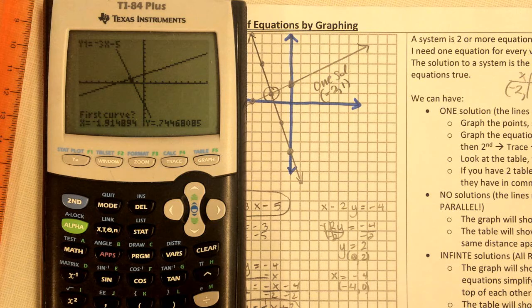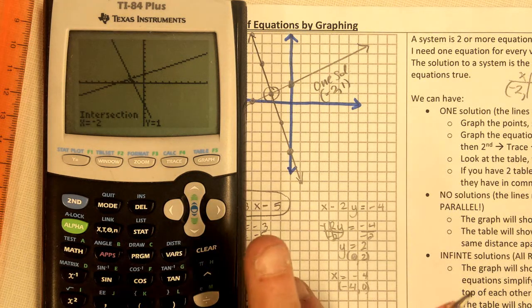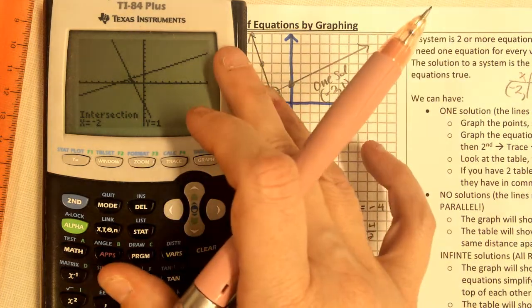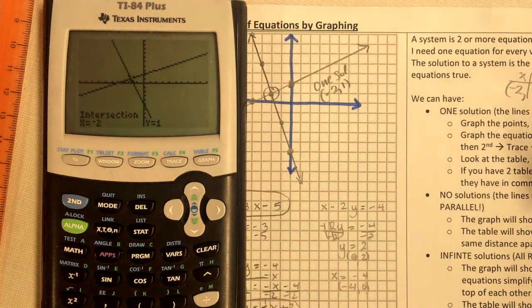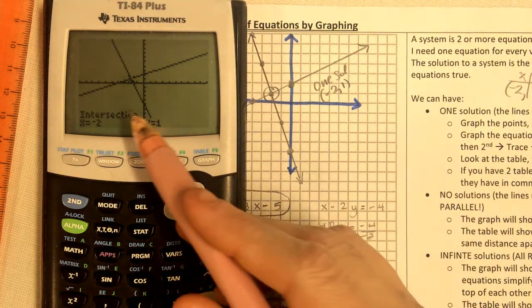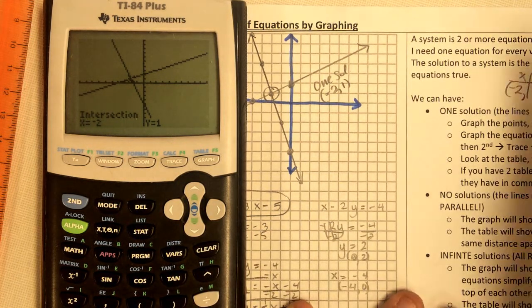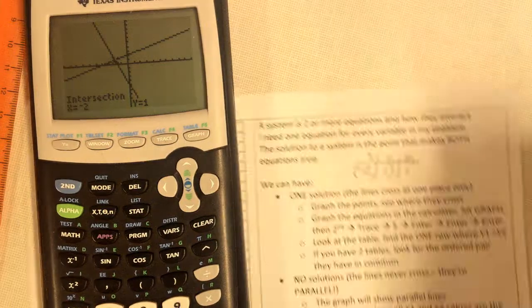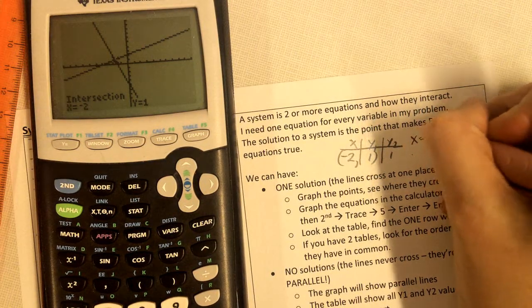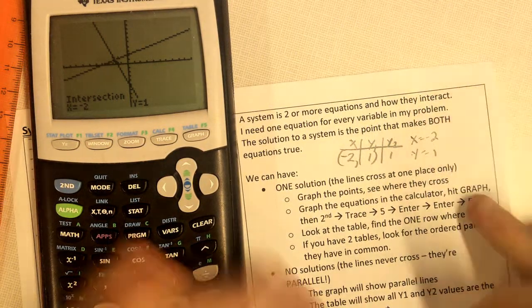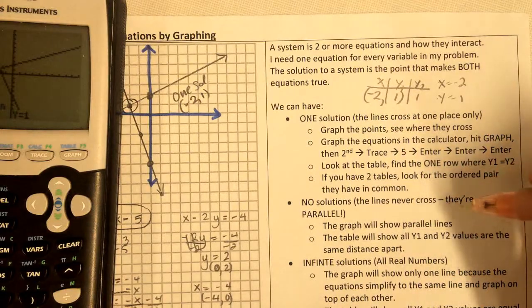And then I'm going to hit enter, enter, enter. The first enter hits the first line, the second one selects the second one, and the third one tells me to guess. I just hit enter, enter, enter. And it tells me the intersection: x equals negative 2, y equals 1. So I could also say here, x equals negative 2, y equals 1. Okay? So that's how I do it in the calculator.